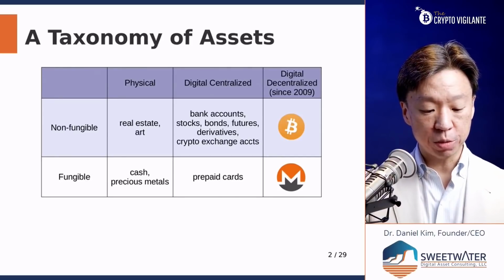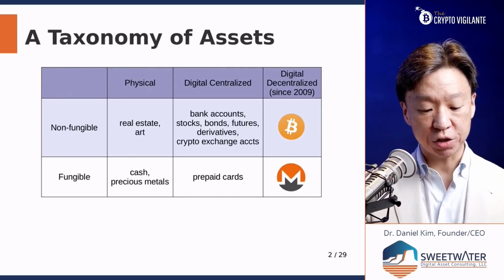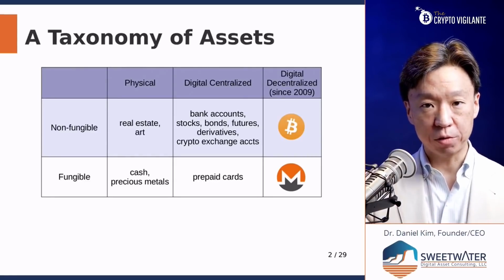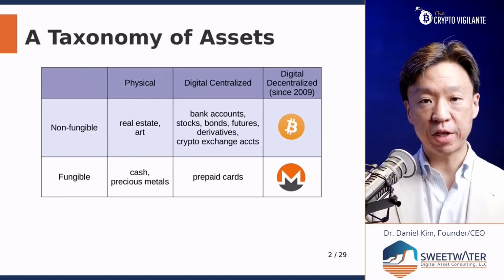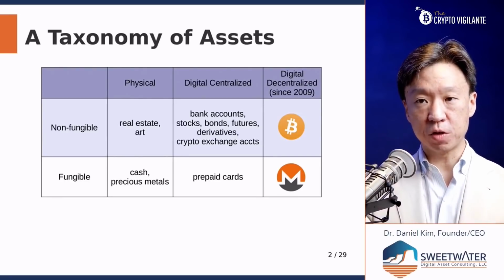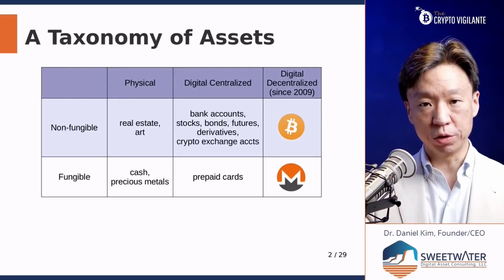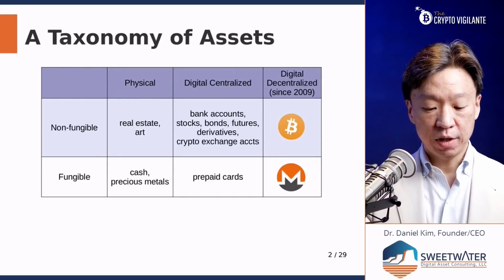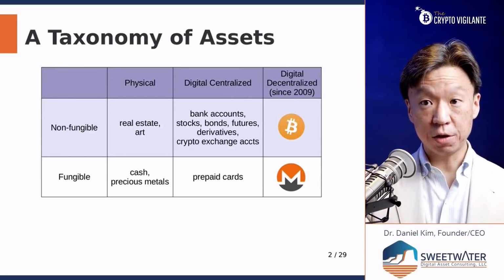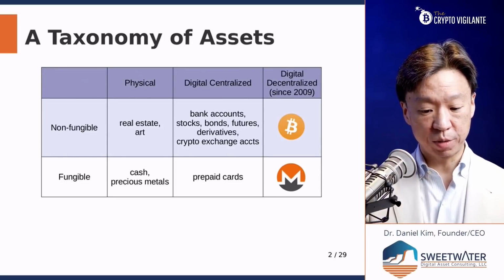So if you look at the fungible bottom row here, we're looking at cash and precious metals. So if you have gold, you can always melt it down. There's no history associated with any piece of gold. And so from your point of view, as long as you know that something is gold, you don't care where it came from. Gold is gold. It's fungible. In the decentralized world, the leader in that market segment is currently Monero.